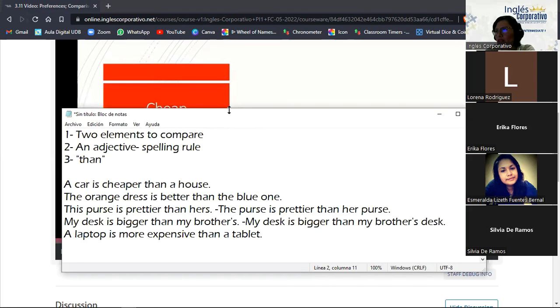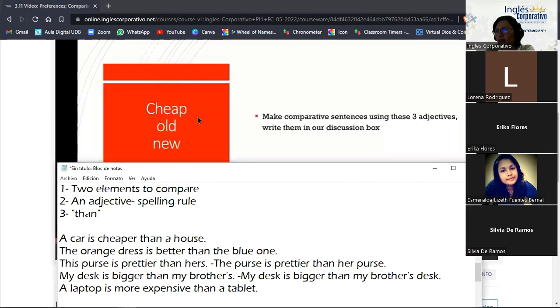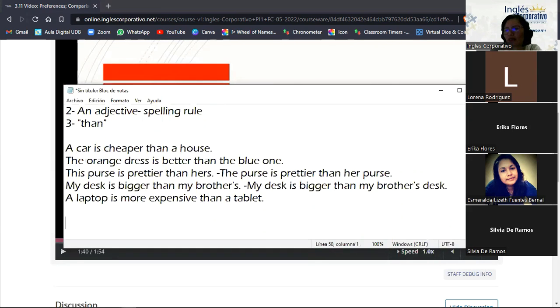Si, por ejemplo, en este caso voy a usar cheap, agrego ER. Old, older. Pero con new, se puede imaginar, sería bien raro decir algo así como newer, right? It's kind of weird. So that's the reason why we don't use it like that. Yo no puedo decir newer, right? No. Ahí es newer, solo ER, sin aplicar esa regla, ¿de acuerdo?